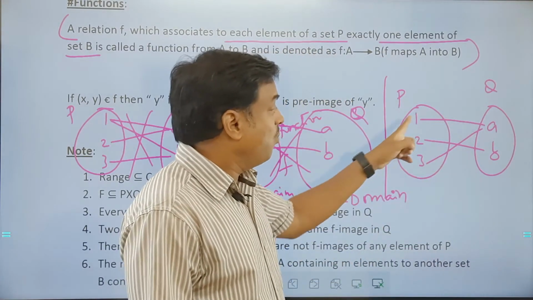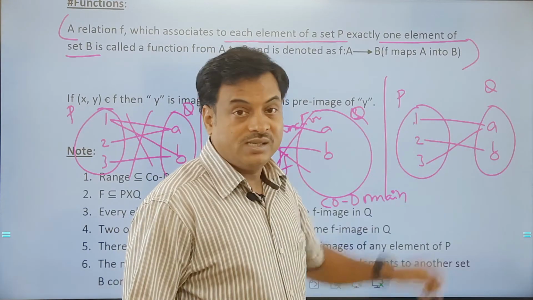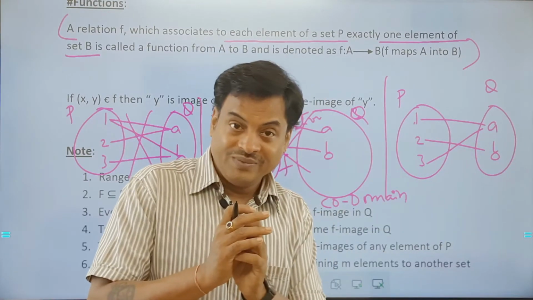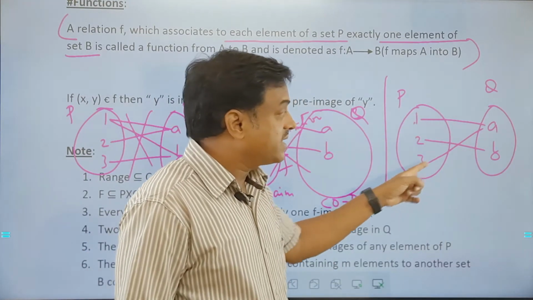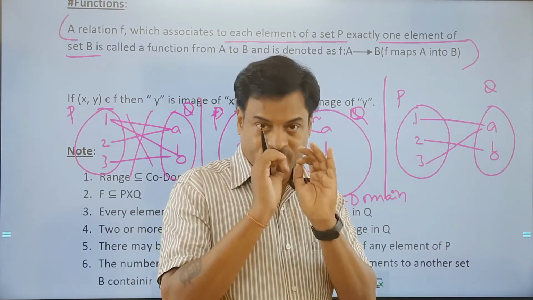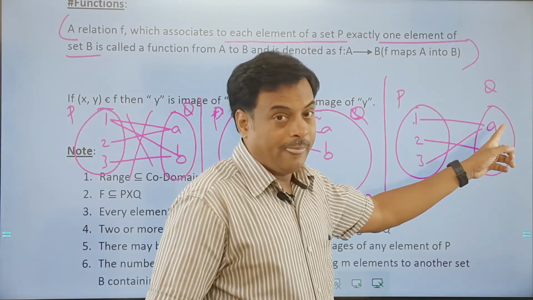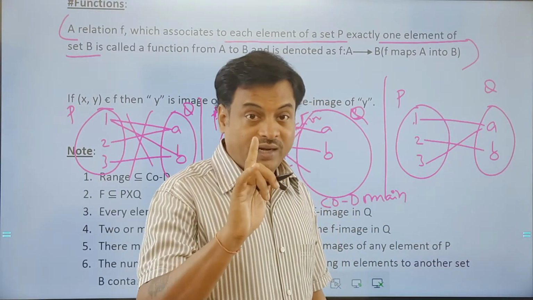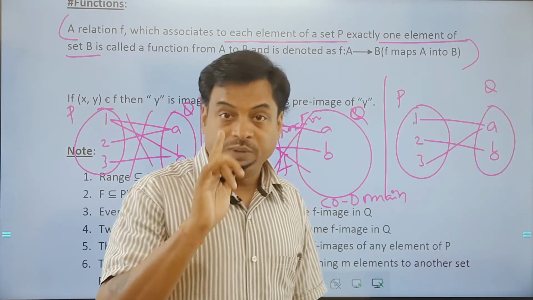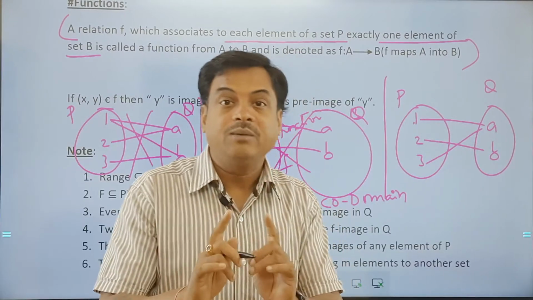It should associate with exactly 1. Now here, how many images does 1 have? Only 1. How many images does 2 have? Only 1. How many images does 3 have? Only 1. So here multiple elements can have the same image, but from one point of view, see the association of 1. 1 is associated with only A. It has only one image. Important is it has only one image. 2 has only one image, that is B. And 3 also has exactly one image.